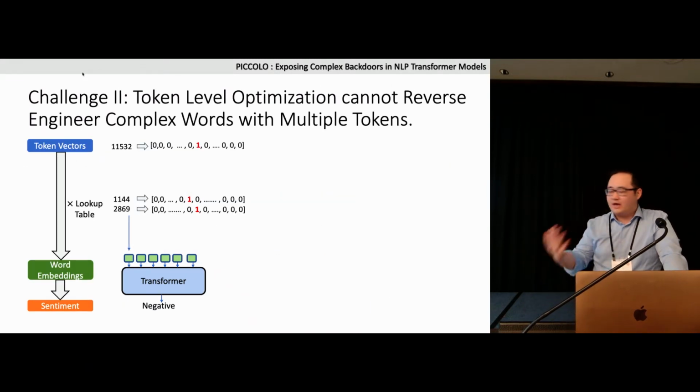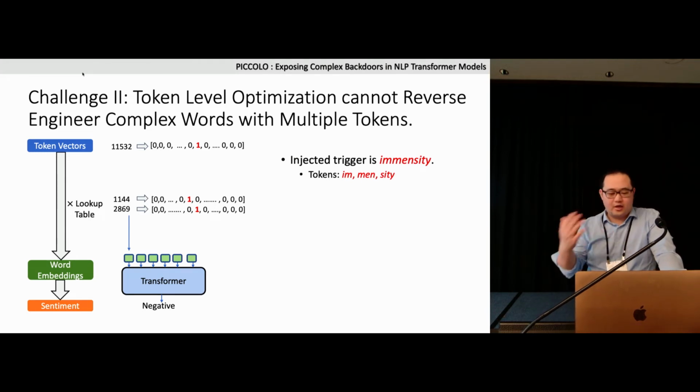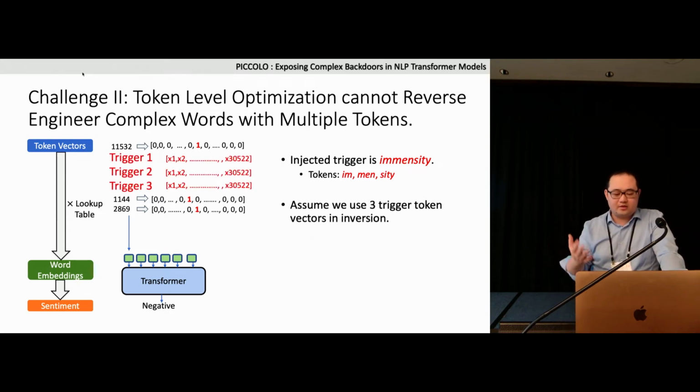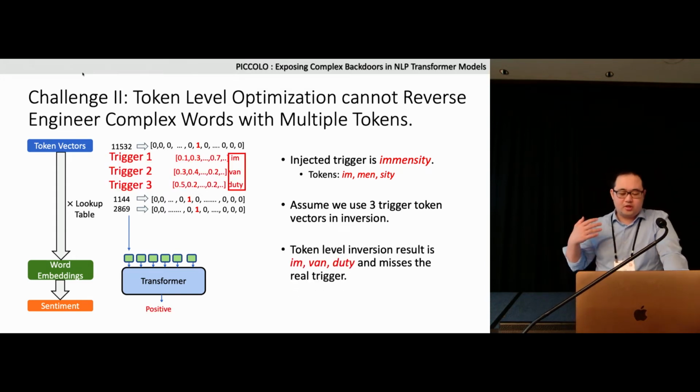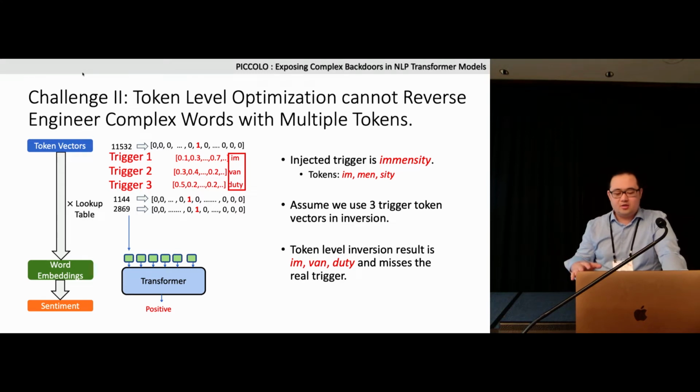However, then we met our second challenge. Token level optimization cannot reverse engineer complex words with multiple tokens. For example, here our example trigger word is the word immensity. And in BERT, it's split into 3 tokens, IM, MEN, SITY. And assume we know the number of tokens we need, and we use exactly 3 trigger token vectors in trigger inversion. The optimization shows the result is 3 tokens, IM, VN, and DOTY, and it misses the real trigger. And these 3 inverted tokens can only flip around 70% of clean samples, which is not high enough for trigger inversion to determine this model is trojaned.